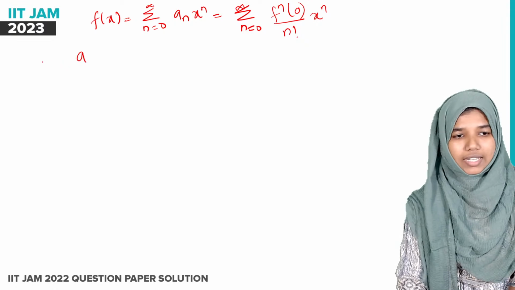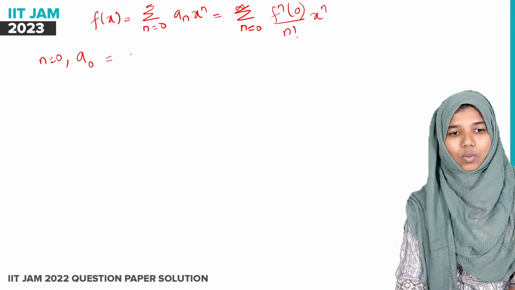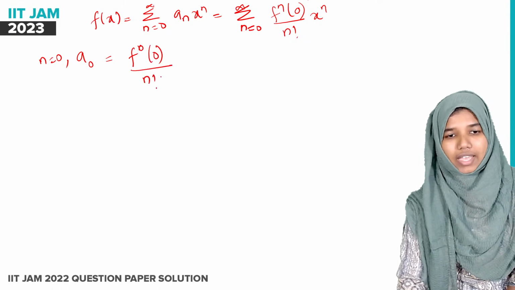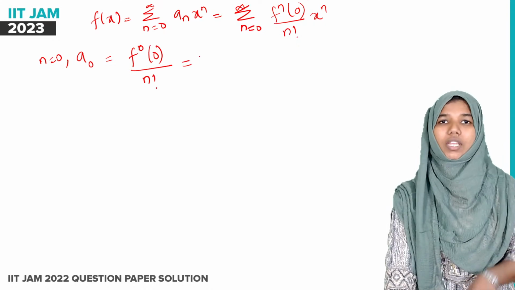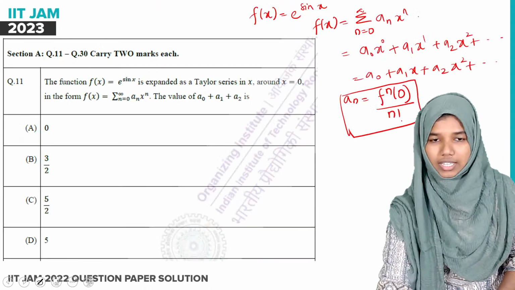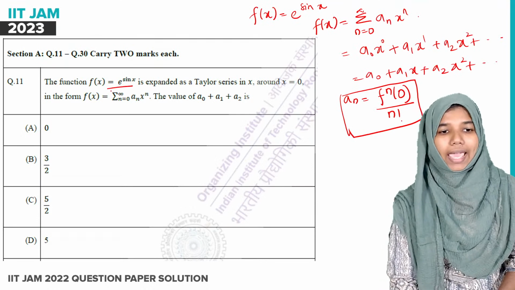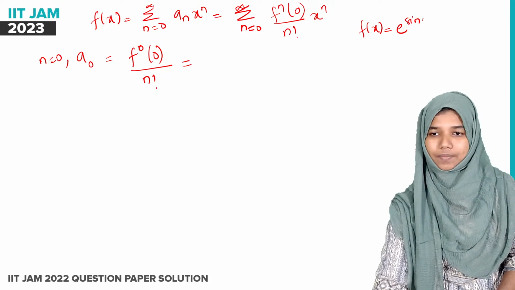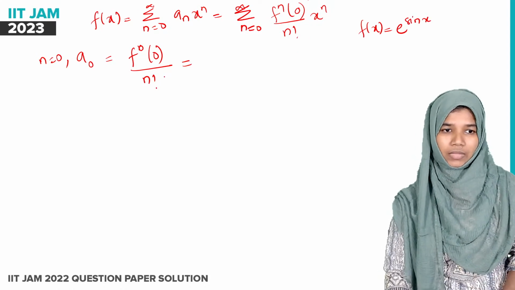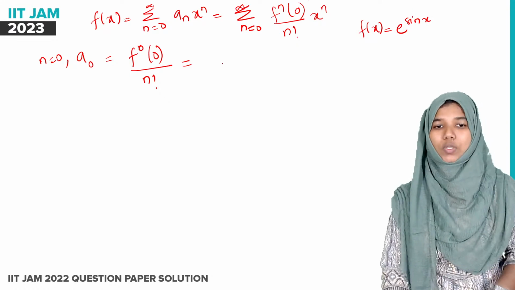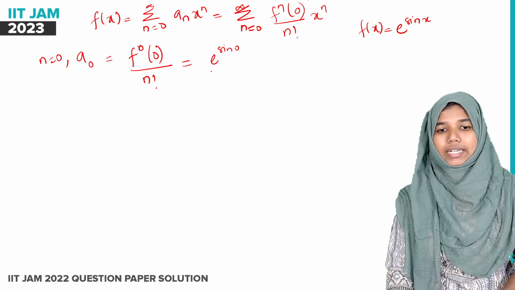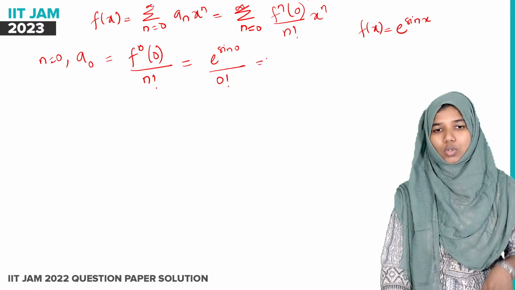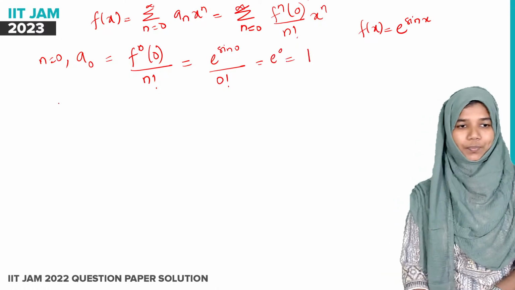So, first one, for n is equal to 0, a0 is equal to zeroth derivative of the function at x is equal to 0 by n factorial. This is equal to zeroth derivative, it is the function itself. Okay, so the given function is f of x is equal to exponential sin x. So the function value at x is equal to 0 is exponential sin 0 divided by 0 factorial. This is equal to, sin 0 is equal to 0, exponential 0 is equal to 1.